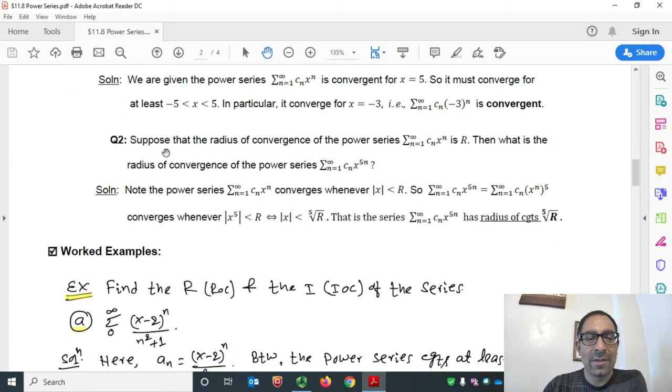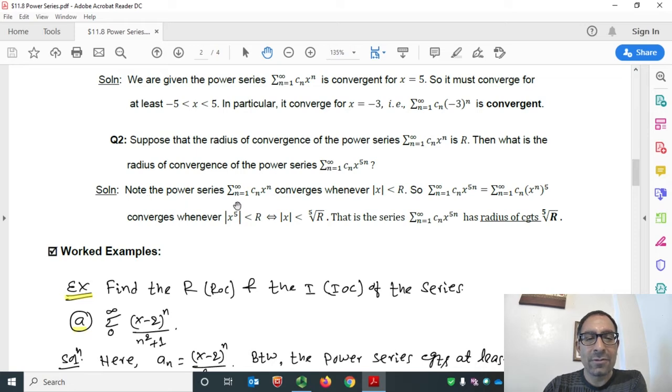Question number 2. Suppose that the radius of convergence of the power series summation c_n x^n is r, then what is the radius of convergence of the power series summation c_n times x to the power 5n?